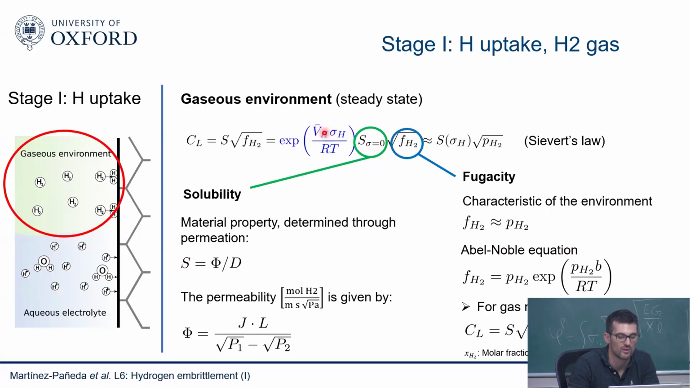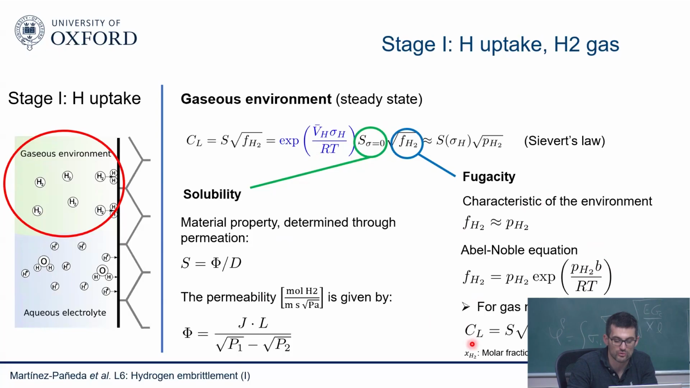This one is known. There's an experiment, the latency test, that you can use to measure it, but it was done many years ago. It depends on the crystal lattice, so we know it already. Then temperature and the gas constant. Then you measure solubility with a permeation test. And then the fugacity, the Abel-Noble equation, for when you're dealing with very high pressures, or for intermediate or low pressure systems, just the pressure.